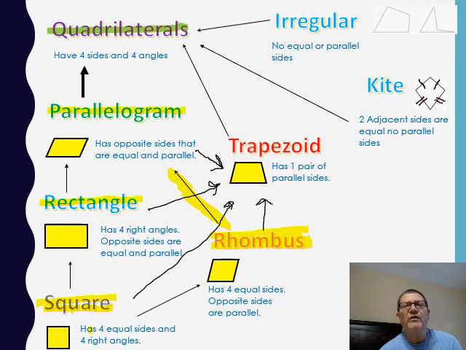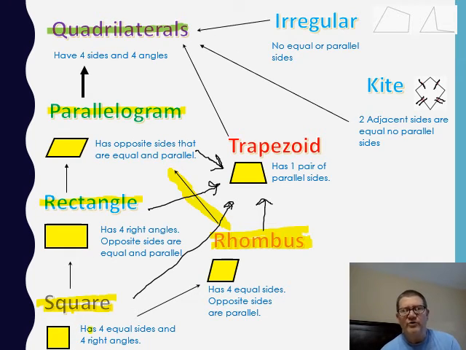None of them are parallel. Okay, so they all intersect. So there's no way it can be parallel. That's why it's all by itself. It is a quadrilateral, but it is not in the parallelogram or trapezoid category. It's all by itself over here.